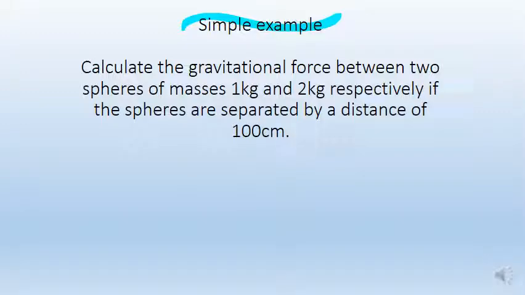Okay, so we're back, and we basically want to now apply the Newtonian formula to solve problems involving classical gravity. So here we have a very simple example. It says calculate the gravitational force between two spheres of masses 1 kg and 2 kgs, respectively, if the spheres are separated by a distance of 100 centimeters. 100 centimeters is actually 1 meter. And so I'd like to encourage you to actually change to SI units before substituting into Newton's formula.